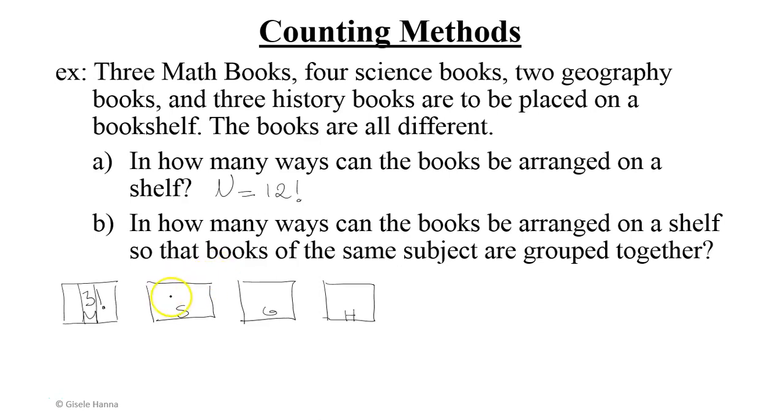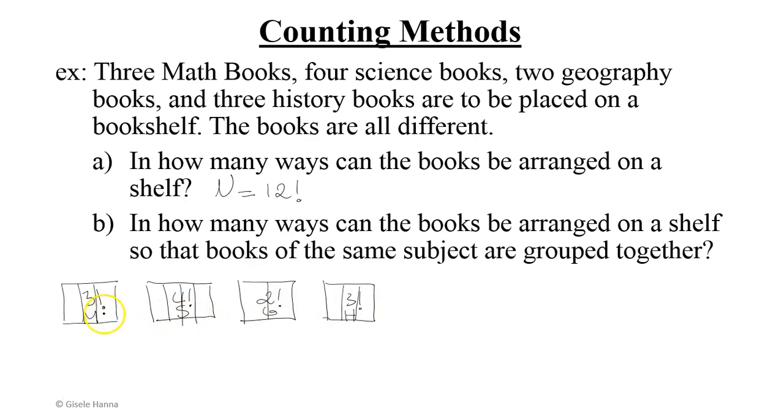Similarly for the science books, I have 4 science books that I want to arrange, so I would be arranging these in 4 factorial ways. For the geography books, I have 2 geography books, so the number of ways I can place them would be 2 factorial. While for the history books, I have 3 of them, so they could be arranged in 3 factorial.